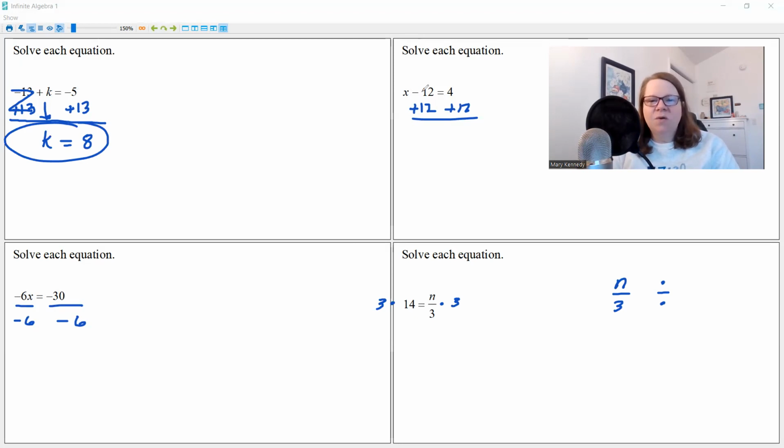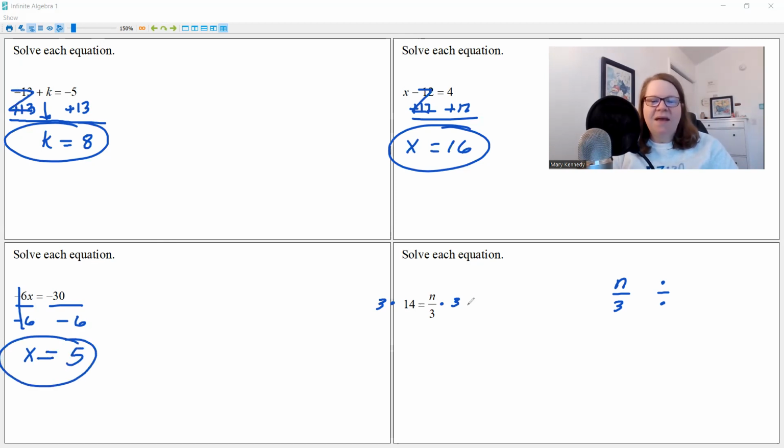Over here, I've got negative 12 plus 12. That's 0, so all I have left is x. 4 plus 12 is 16. That's that answer. Now I've got negative 6 divided by negative 6, which is positive 1. So 1 times x is just x. That's why we divided by it, so that we would just have x equals. And then negative divided by negative is positive. 30 divided by 6 is 5, so that's 5.